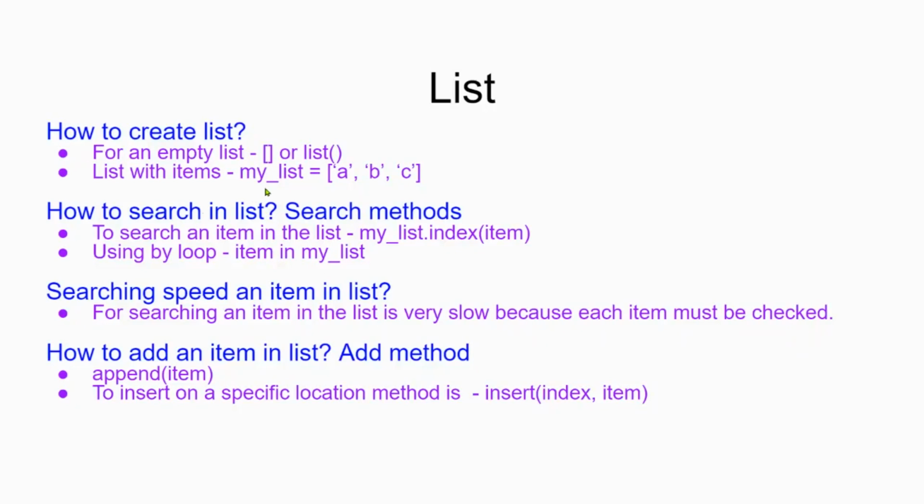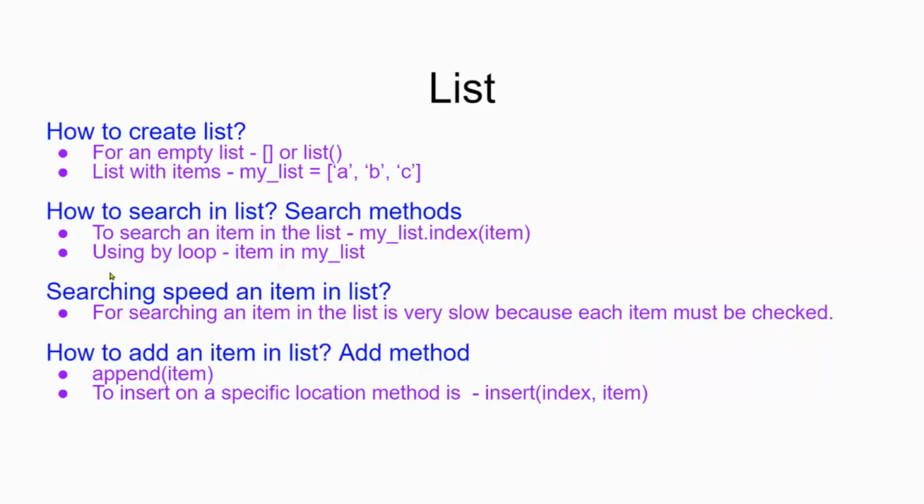And if you want to create items within the list, this is how: the name of the variable, and you assign inside the brackets. If it's a string, like this, and if it's an integer, without quotes.